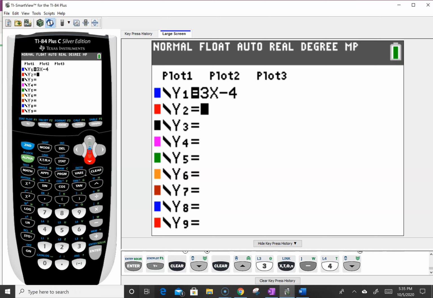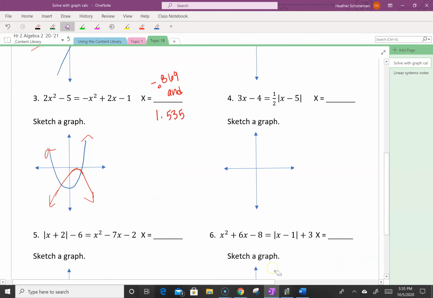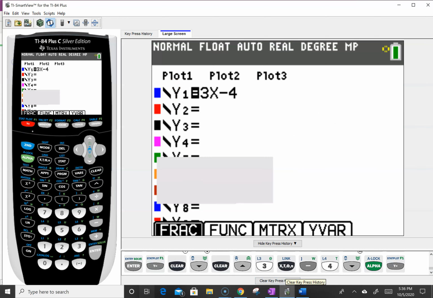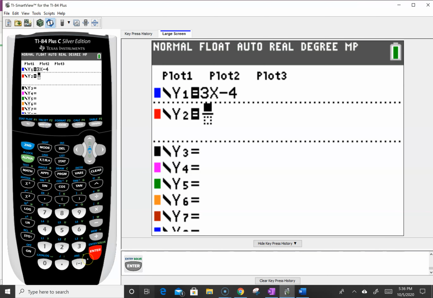My second one, okay, now I have the fraction. So remember, if you want to write this down, to get the fraction in your calculator, you're going to hit alpha and then y equals, and that will give you a fraction. So we're going to do alpha, y equals, and then I want option 1. This time my fraction is 1/2. Same fraction.